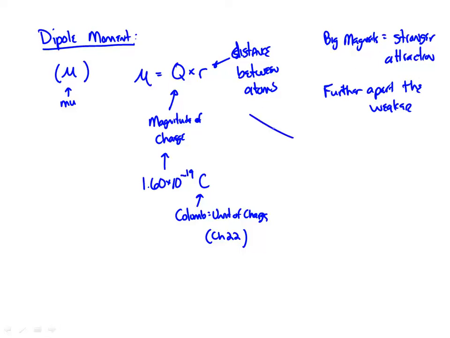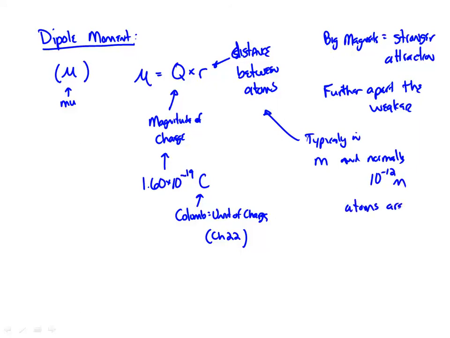And then, of course, the radius, or the distance between atoms, is generally given in meters. A typical bond length is normally on the order of 10 to the minus 12 meters, meaning atoms are really close together.